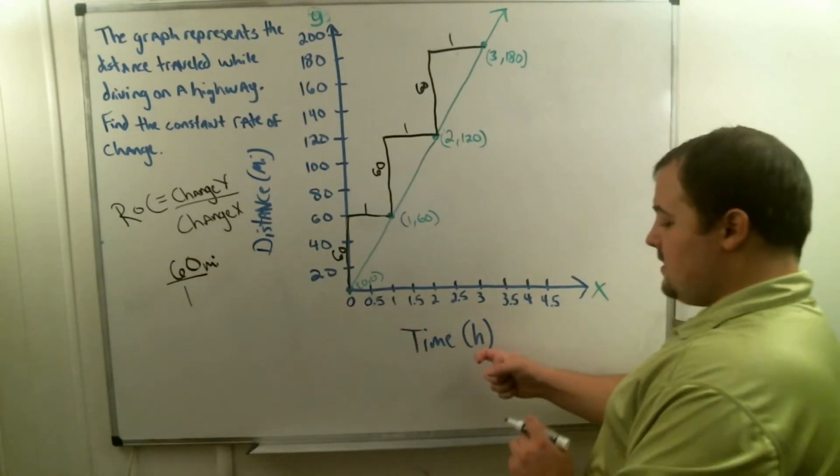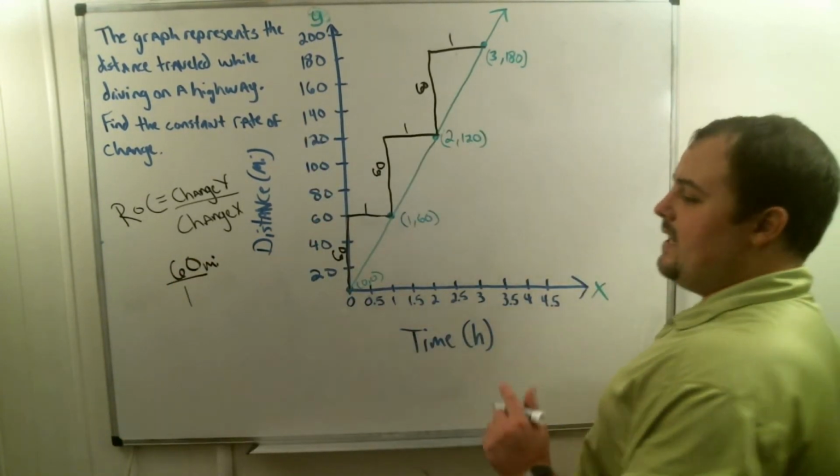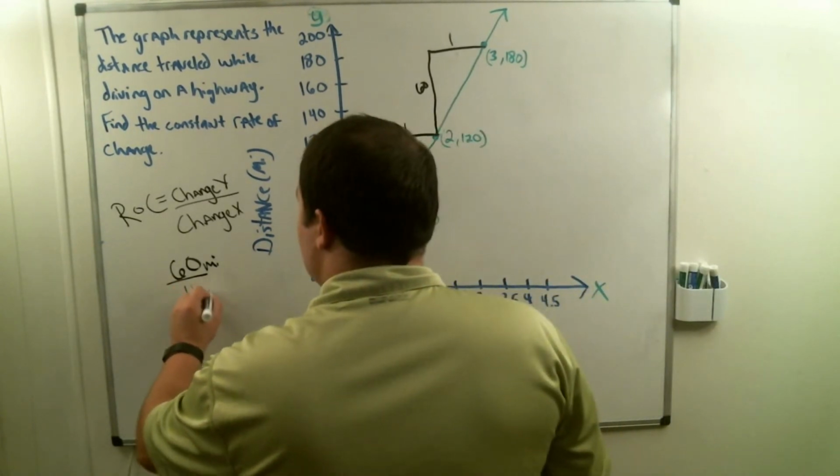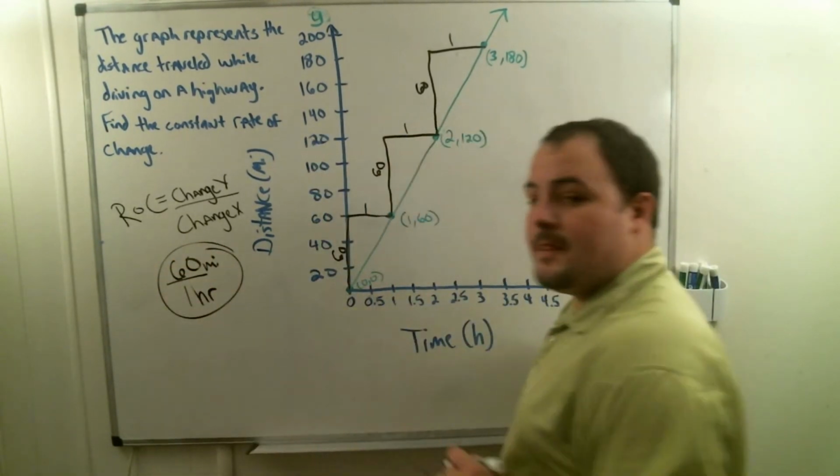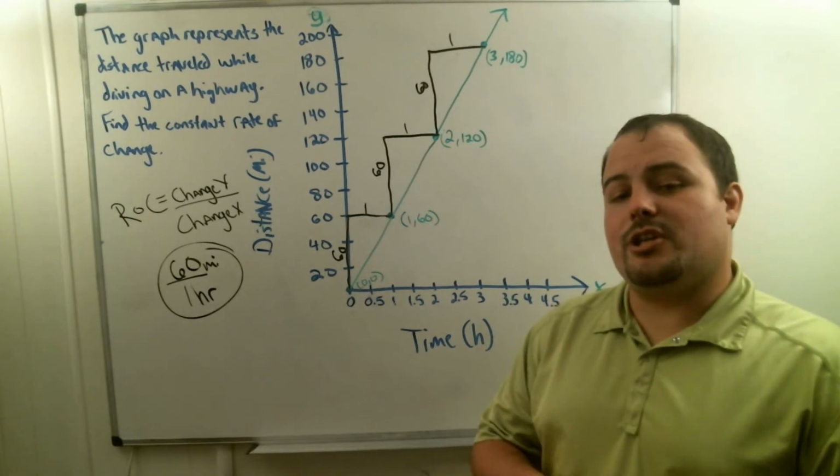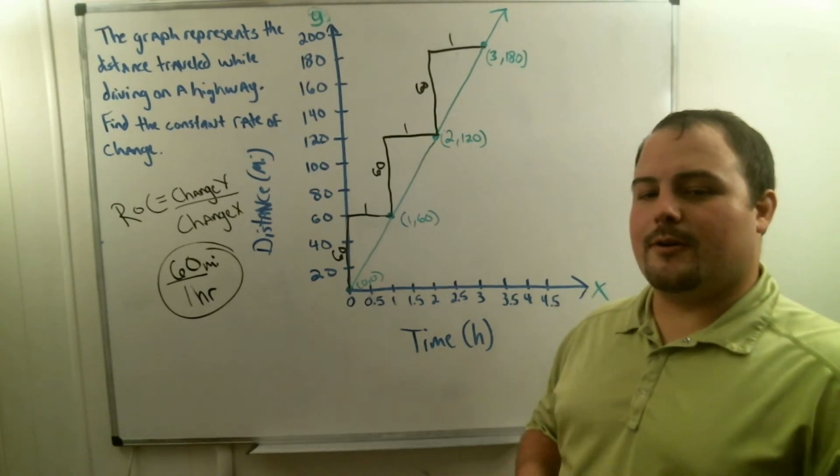Over, looking at the x, well, the x is changing by hours, so that's 60 miles over 1 hour. So now we know that our rate of change is 60 miles in 1 hour.